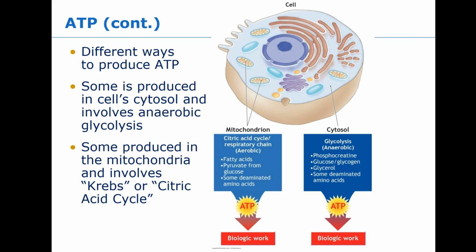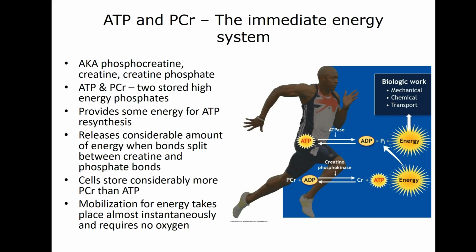The Krebs cycle, the citric acid cycle, is all different names for the same process. And this is called aerobic glycolysis, so that means it happens with the presence of oxygen. When we talk about the CAC, or the Krebs cycle, this takes place within the mitochondria of the cell. If you guys remember, the mitochondria is the powerhouse of the cell. This is where oxygen needs to be present for ATP to be reproduced and give us biologic work.